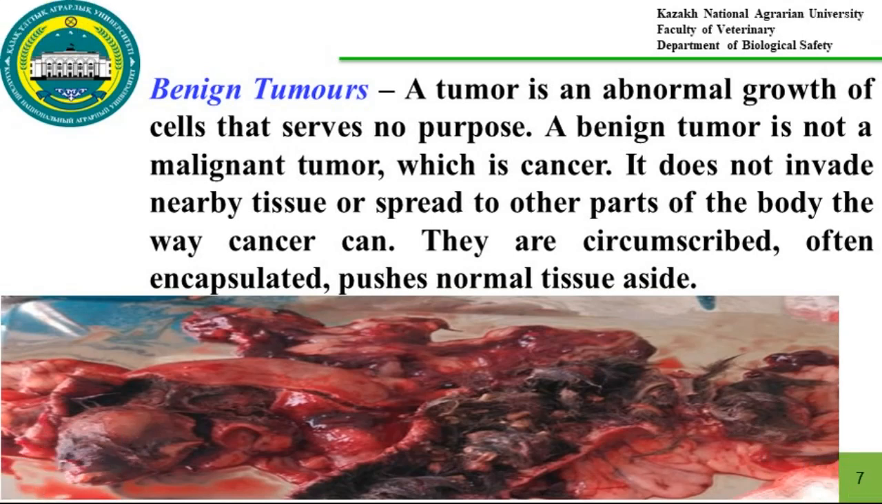There are 2 types of tumors: benign and malignant. Benign tumors. A tumor is an abnormal growth of cells that serves no purpose. A benign tumor is not a malignant tumor, which is cancer. It does not invade nerve tissue or spread to other parts of the body the way cancer can.